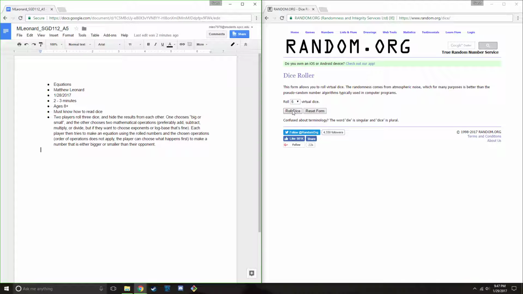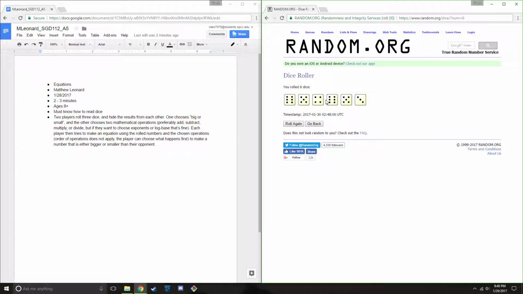So I'm going to roll 6 dice to represent the 3 for each. Obviously, they wouldn't all be on the same table open, but this is just for the purpose of the game. So player 1 will have these 3 dice, player 2 will have these 3 dice. Player 2 sees that he has a 6, a 5, and a 4. He doesn't know what the other player has, but for just 3 dice, this is a pretty high roll. So he would probably say big.